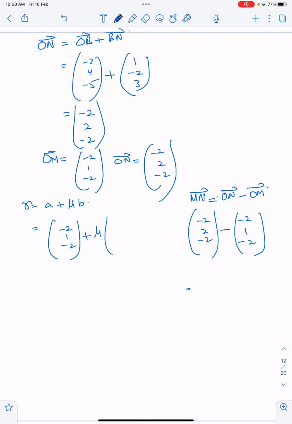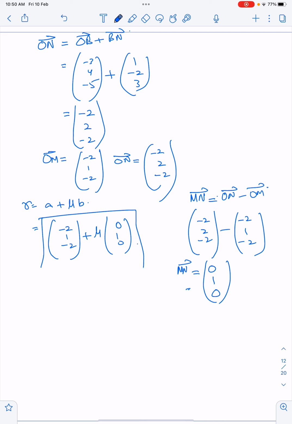So MN is minus 2 plus 2, which is 0, 2 minus 1 is 1, and minus 2 plus 2, which is 0. This is MN. So I'm going to use MN here, 0, 1, and 0. This is the vector equation which they had asked me to find out.